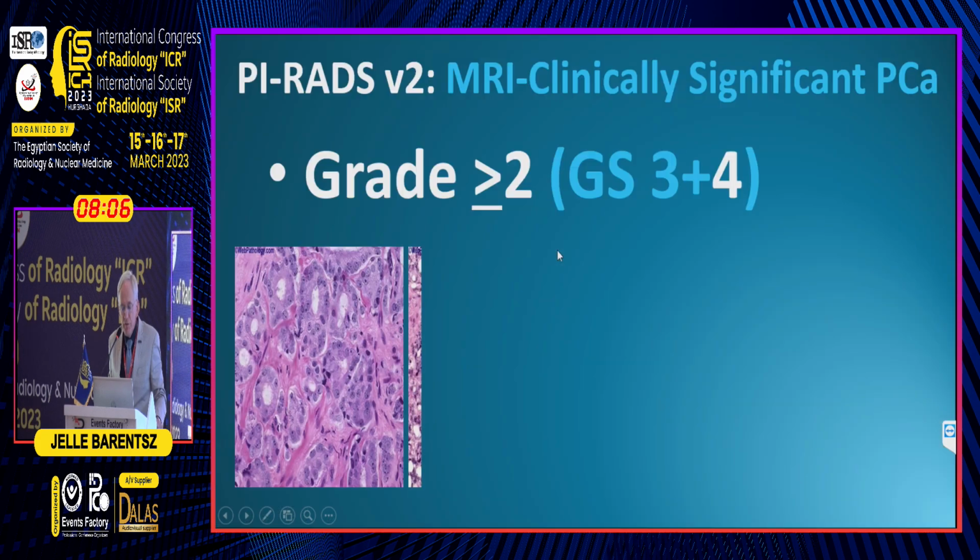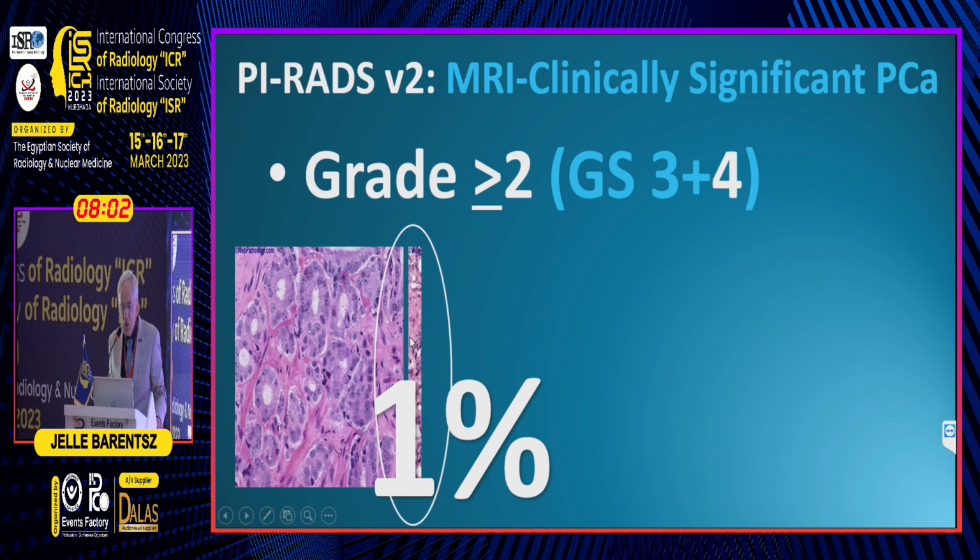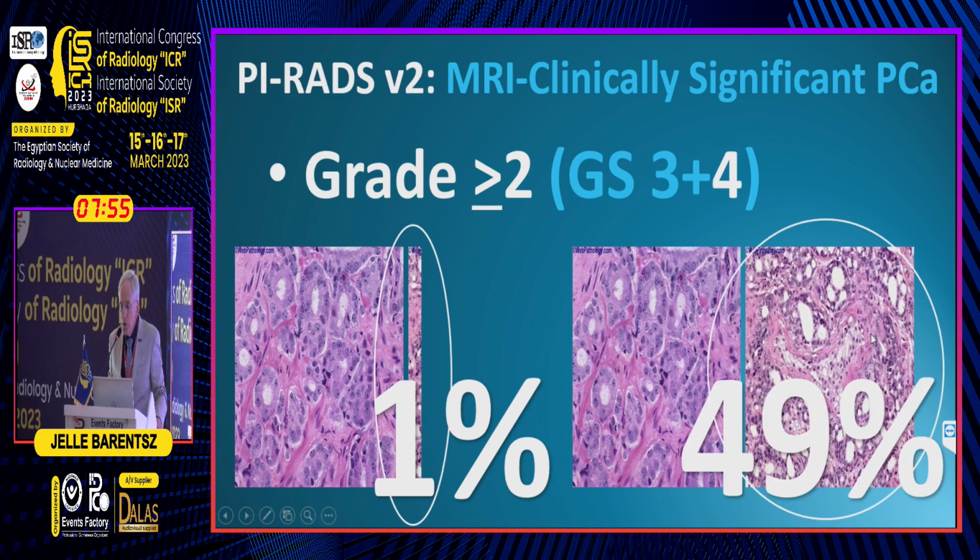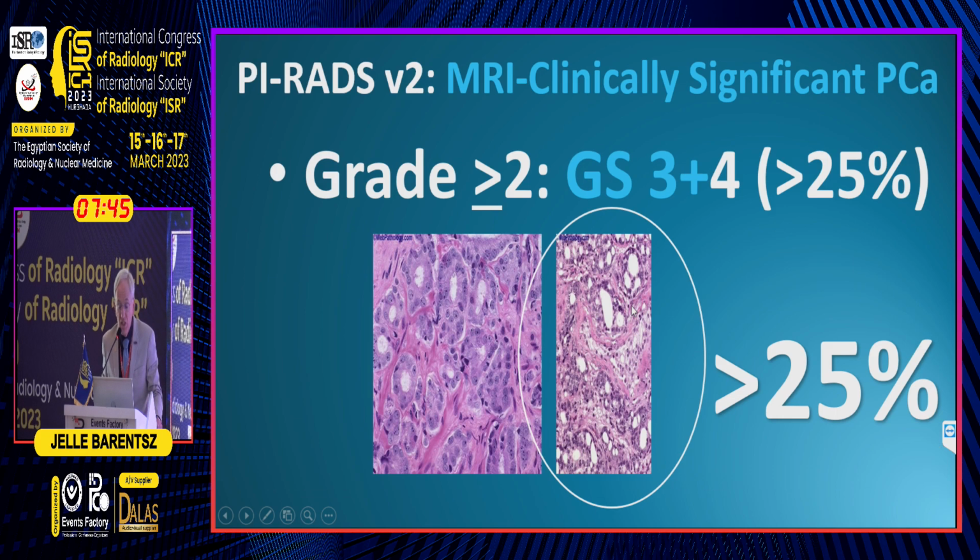What does that mean? What is prominent and not predominant? It's not really defined. So you can have a 3 plus 4 where you have 1% of 4, which is unlikely to be a very aggressive cancer, but also it can be 49%. These are the same. The first one you will not see with MRI, the last one you will. Nonetheless, both are called significant cancers.